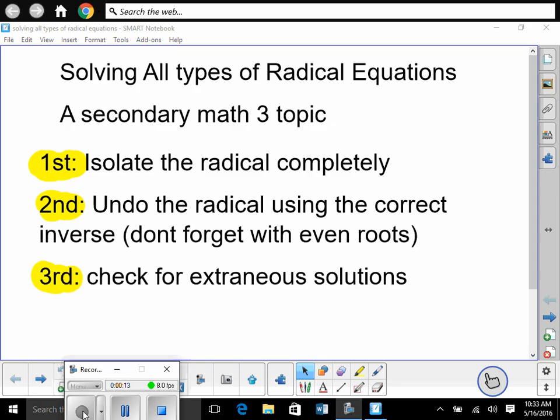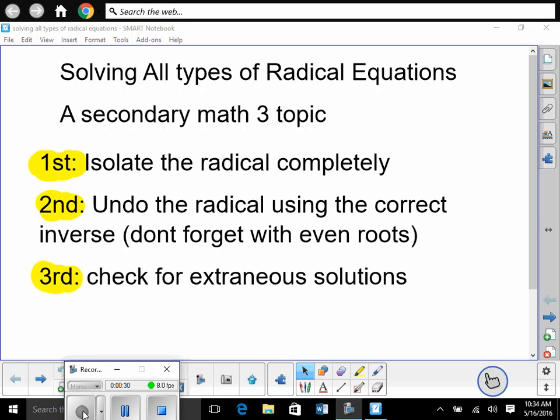You first isolate the radical completely, which means nothing is multiplied to the radical, most important. Nothing's added or subtracted to the radical. Isolate the radical on one side of the equation. Then second, you undo the radical. We're solving for a variable. You'll undo the radical using the correct inverse.